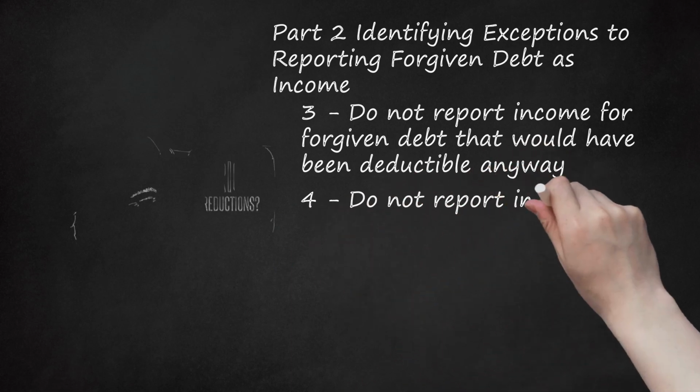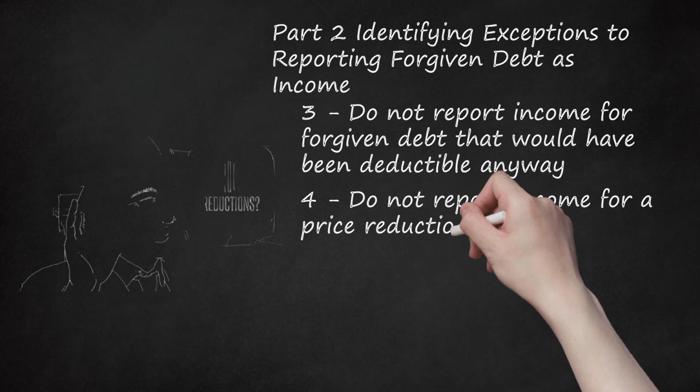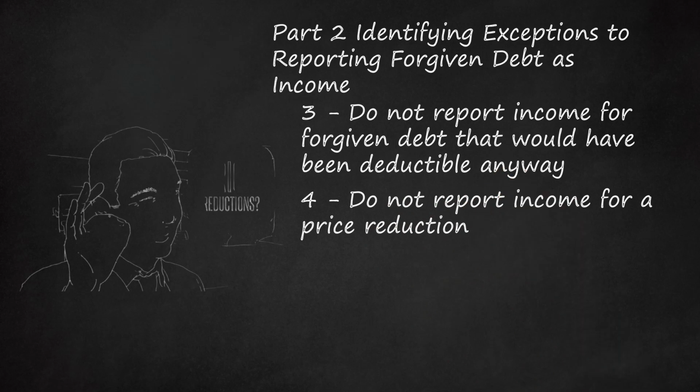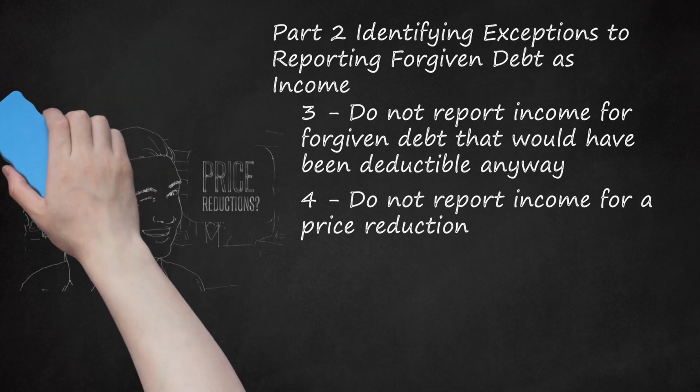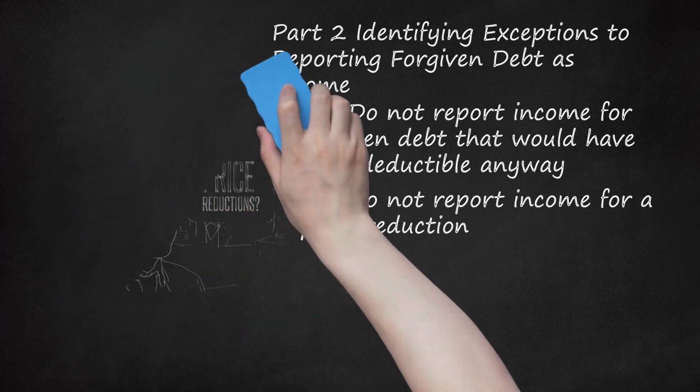4. Do not report income for a price reduction. Suppose you enter into an agreement to buy a home for $300,000, and you pay $200,000 up front. The seller agrees to let you pay the remaining $100,000 over time. Then, for whatever reason, the seller agrees to reduce the price of the house to $250,000. Your debt is reduced by $50,000, but in this case, the reduced debt is not income. It is just considered a retroactive change to the price of the house.